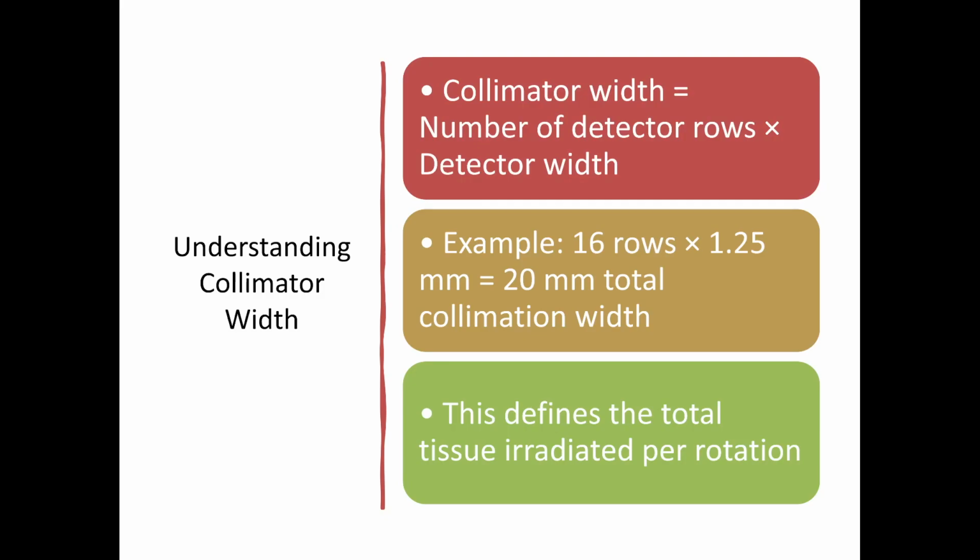Let's start with collimator width. This refers to the total width of the X-ray beam used to scan the patient during each rotation. It's calculated by multiplying the number of detector rows by the width of each individual detector. For example, with 16 detector rows that are each 1.25 mm wide, the total collimator width is 16 times 1.25, which equals 20 mm. This 20 mm represents the width of tissue irradiated in a single pass.